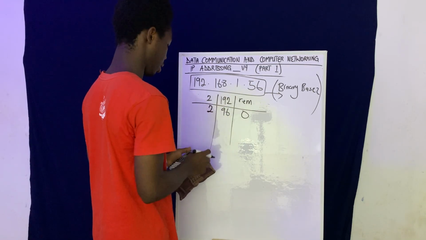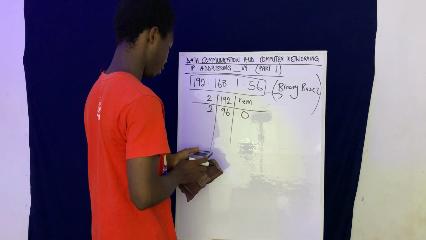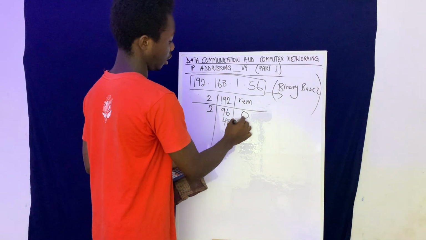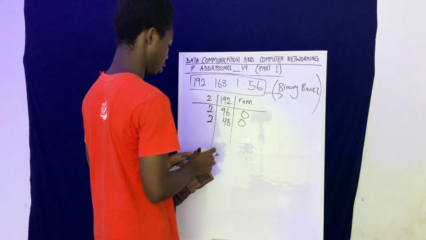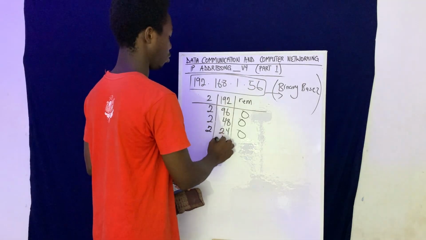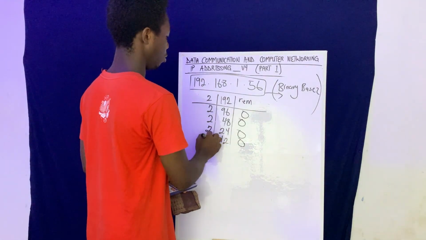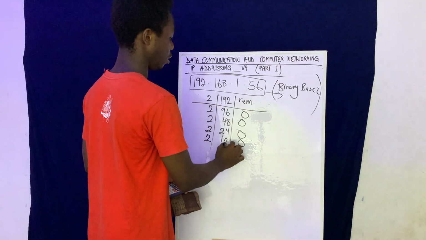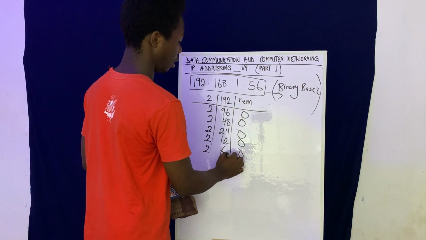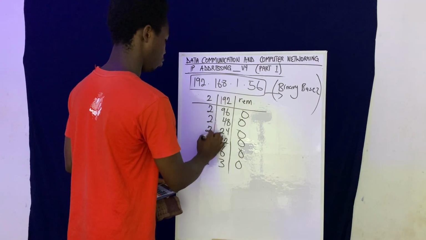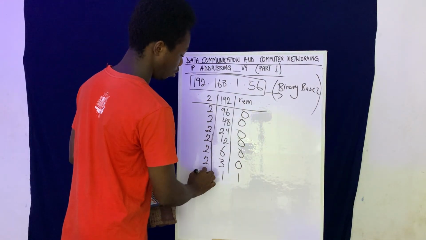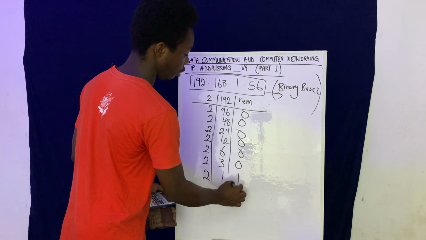So 2 will go into 96, 48, remainder 0. So 2 will go into 48, 24, remainder 0. So 2 will go into 24, 12, remainder 0. 2 will go into 12, 6, remainder 0. 2 will go into 6, 3, remainder 0. So 2 will go into 3, 1, remainder 1. So 2 will go into 1, 0, remainder 1.